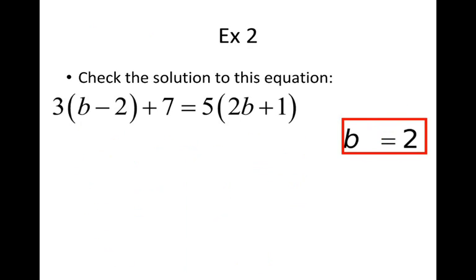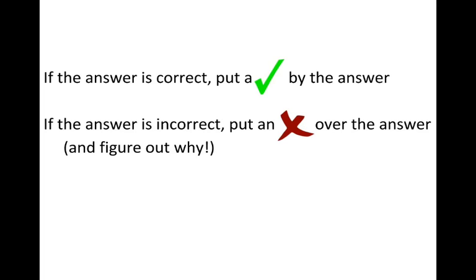So when we got the correct answer, we put a check mark next to it. If we get a wrong answer, then we're going to put an X over the answer. And then also it says here, figure out why. If we got a wrong answer by solving an equation, we want to figure out why we got the wrong answer. So see if we can check our work and see where we went wrong, or start over.